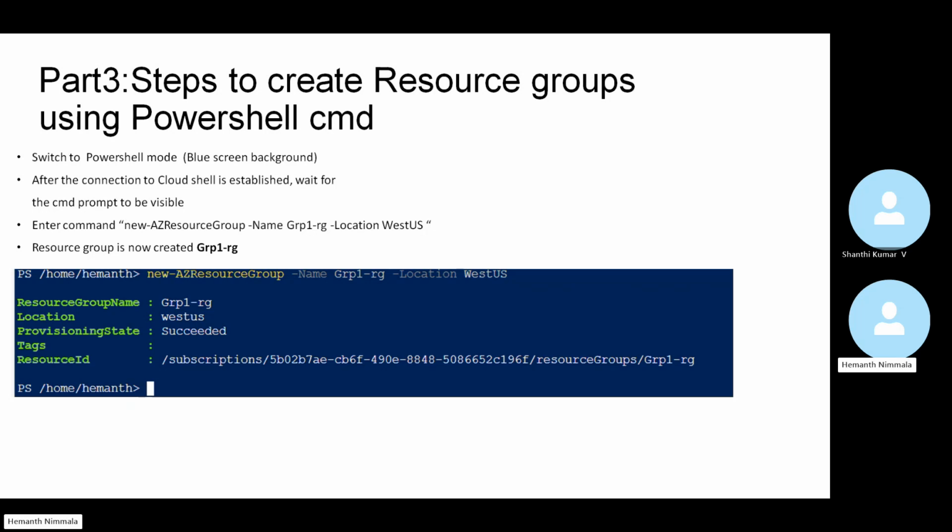So I have given GRP1, which is group1-RG, as the name, and location I have chosen West US. These are two mandatory parameters that you have to pass to create a resource group, and it does not require you to have these in sequence. For instance, you can also give location first and name later, or name first and location later.